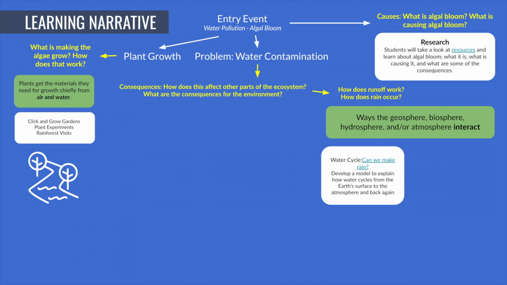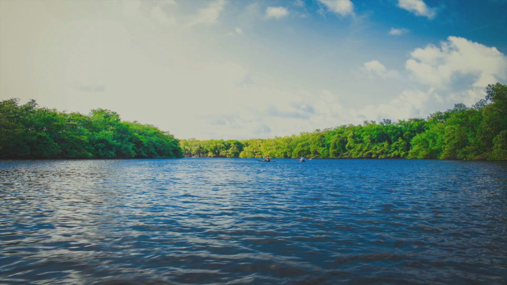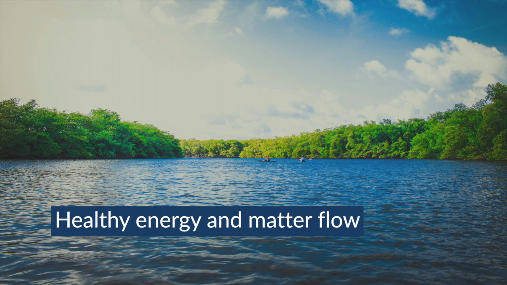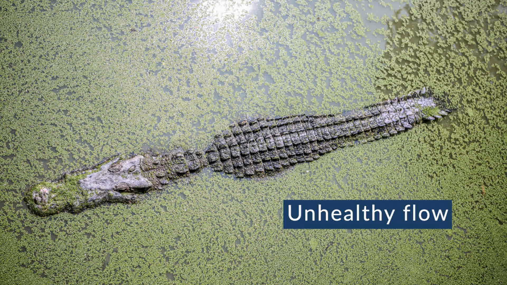For questions about plant growth, students would perform plant experiments and visit the local rainforest to learn how plants need air and water to grow. For the questions, how does this affect the other parts of the ecosystem, and what are the consequences for the environment? Students would compare 2 environments, an environment with algal bloom and a similar environment that is healthy, that does not have algal bloom. The goal is to show the difference between a healthy environment that contains a sustainable system of energy flow and matter movement with the algal bloom environment, where parts of the system are affected, which then affects the overall health of the environment.